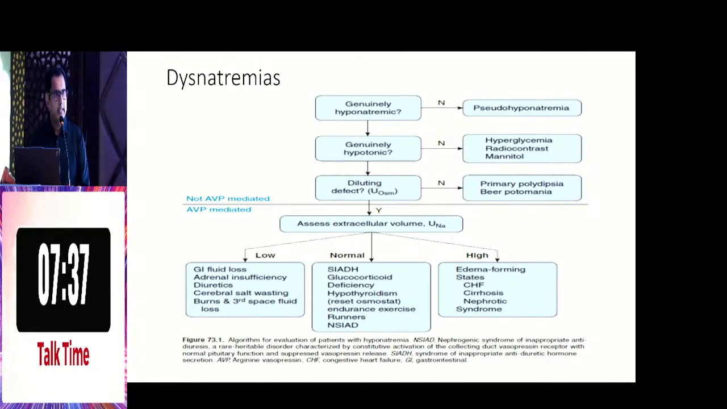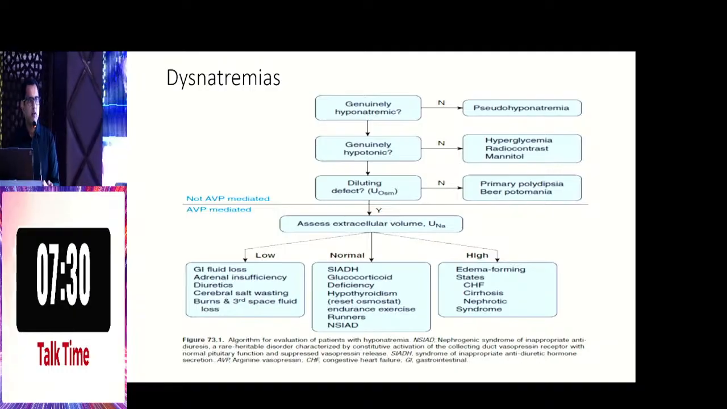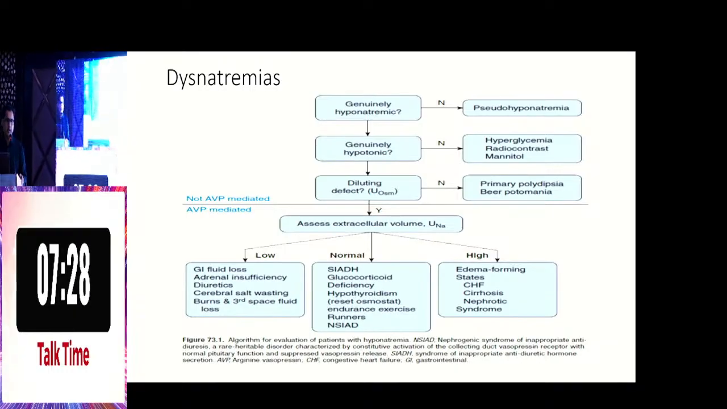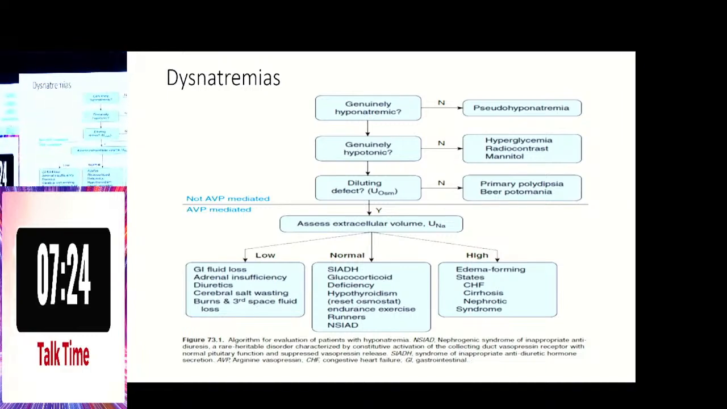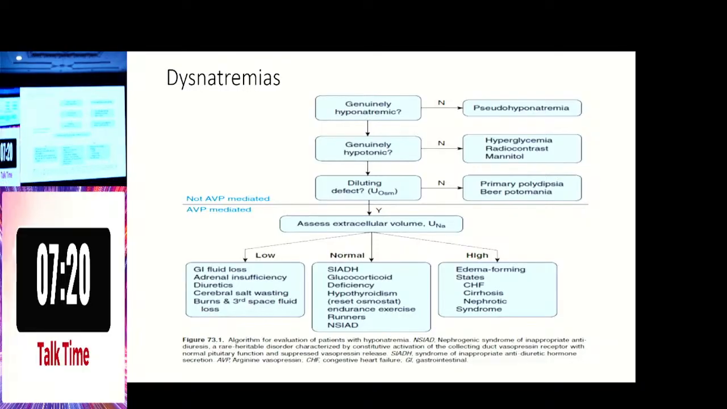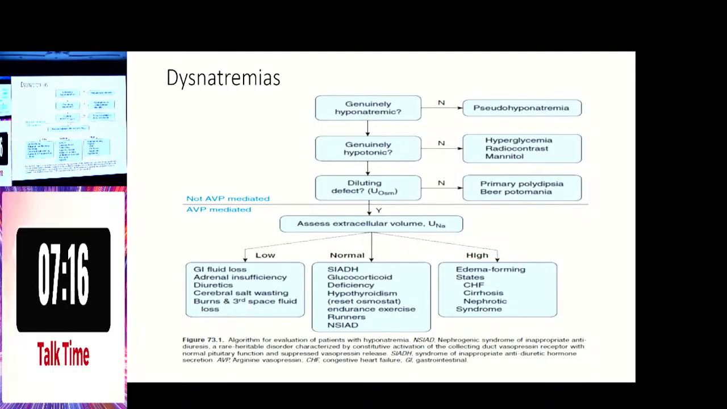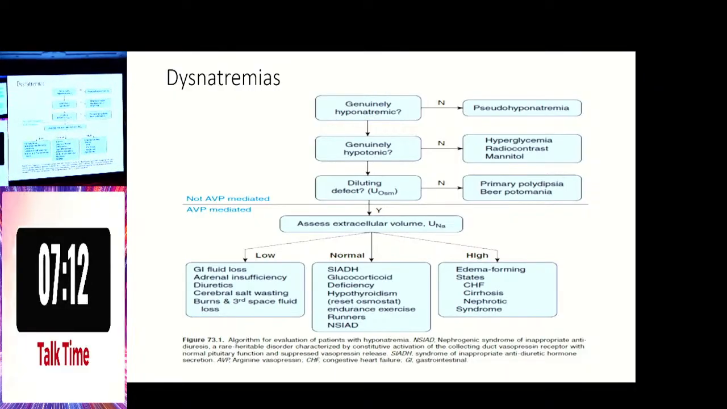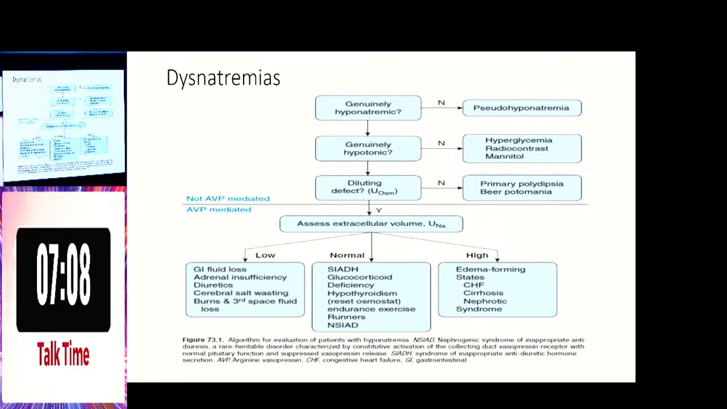Next is the AVP mediated, that is the vasopressin mediated, hyponatremia. If the patient's kidneys are not able to dilute urine and the urine osmolality is still high, we also have to assess the extracellular volume, that is the fluid status of the patient. If the fluid status is going down, the patient is losing water because of GI fluid loss, is on a high dose of diuretics, or has burns or third space loss.